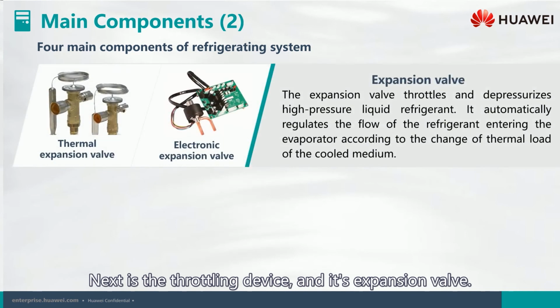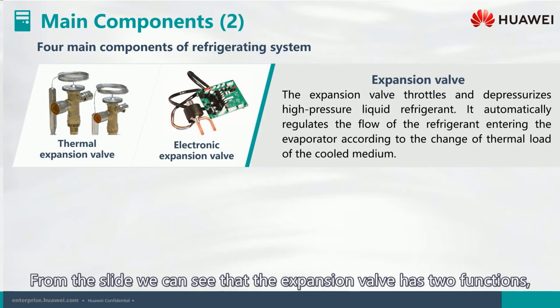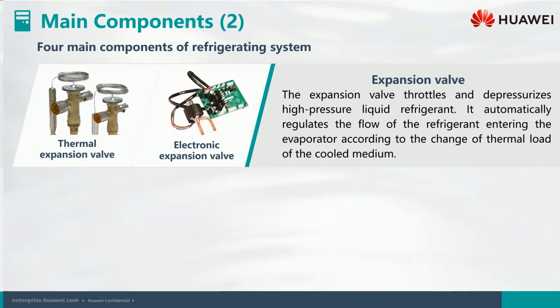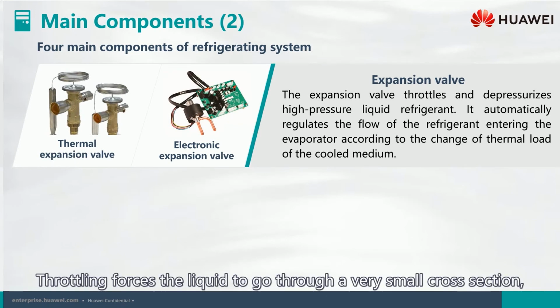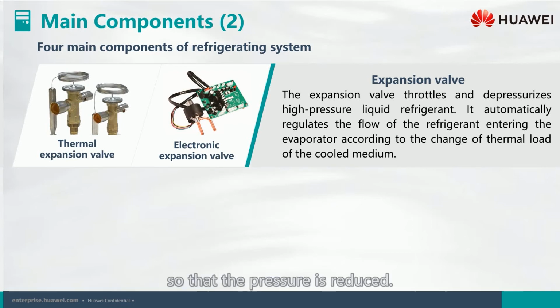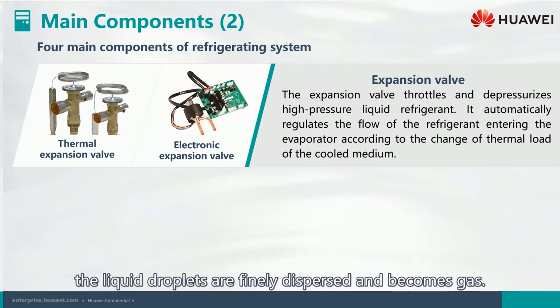Next is the throttling device and its expansion valve. From the slide, we can see that the expansion valve has 2 functions. The first is throttling. Throttling forces the liquid to go through a very small cross-section so that the pressure is reduced. Like a spray nozzle on a bottle, when we press the button, the liquid droplets are finely dispersed and become gas.